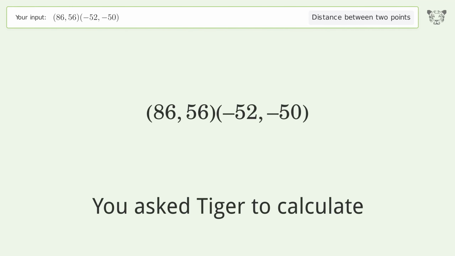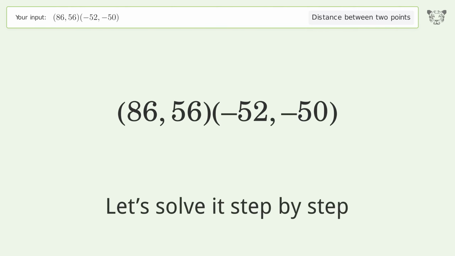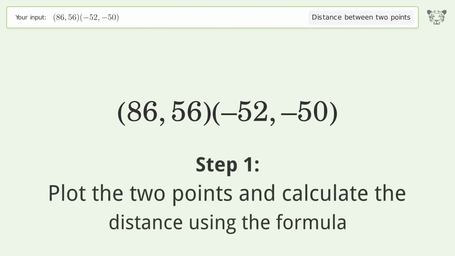You ask Tiger to calculate. This deals with the distance between 2 points. The distance between the 2 points is the square root of 30,280, or 174.011. Let's solve it step by step. Plot the 2 points and calculate the distance using the formula.